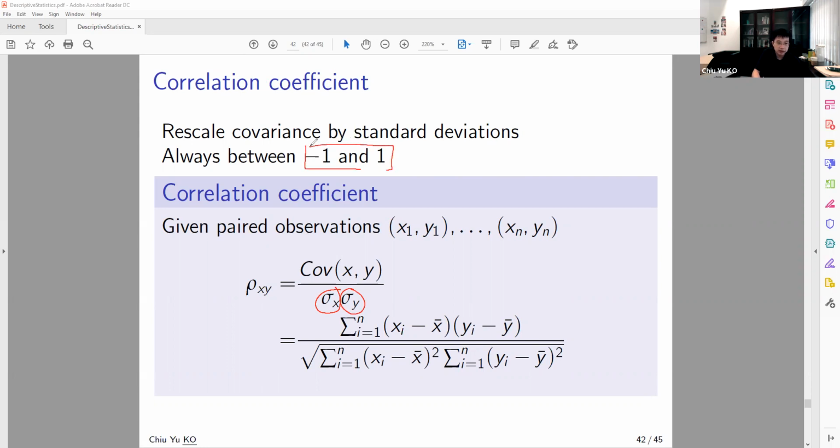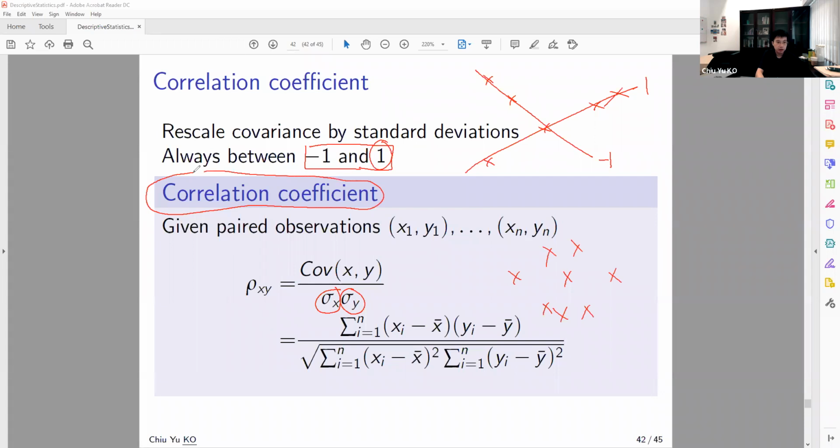What it means is 1 is everything on the same line, indeed. -1 will be everything on the negative line. And 0 will be somewhat, you don't know what it is, something like that will be 0. It's more or less you cannot tell any relationship. And this is something we usually report to people, the correlation coefficient.